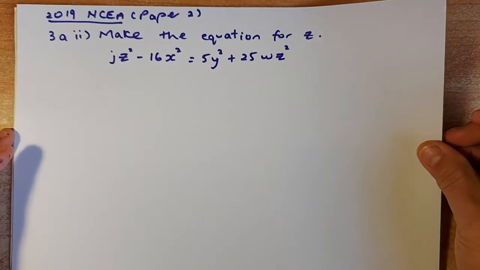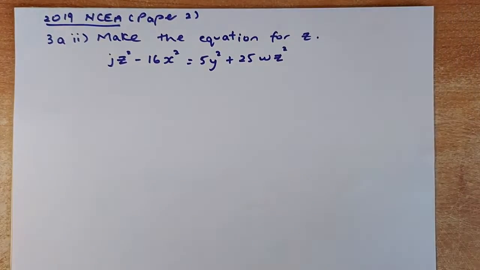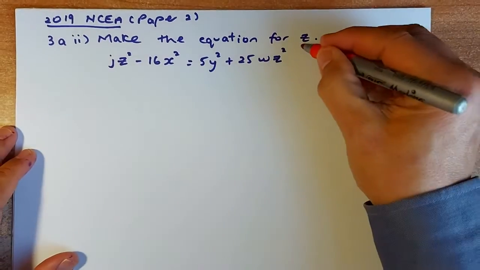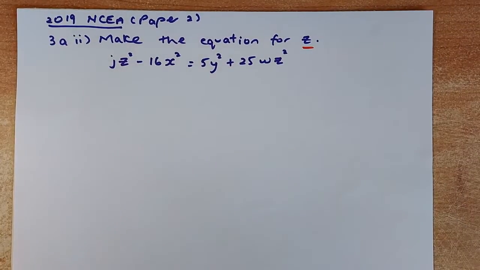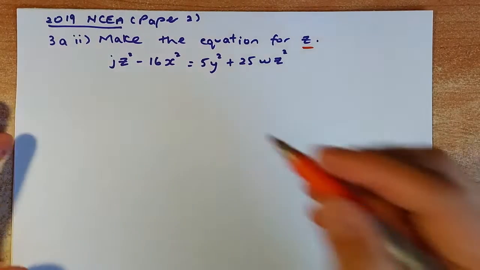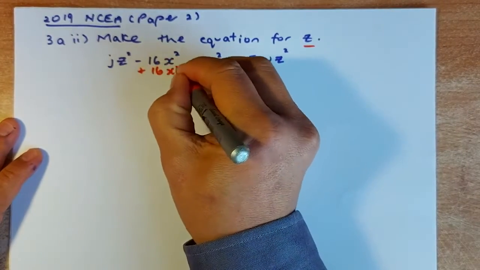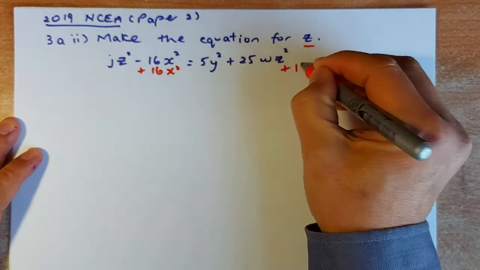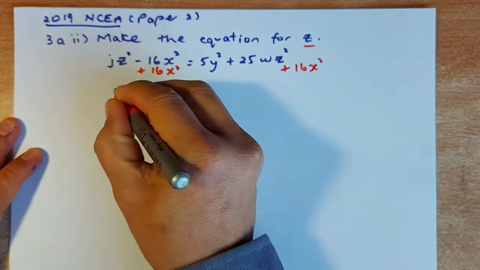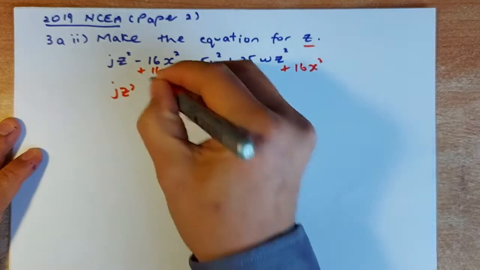Now we're going to do the last one. The last one is from the recent 2019 NCEA paper. So this one is slightly different. You want to make Z the subject. So Z has to be on the left and the rest have to go on the right. So the first thing you need to get rid of is the minus 16x squared. So you plus 16x squared on both sides. Okay. So the new equation is going to be jz squared, and this will cancel out.